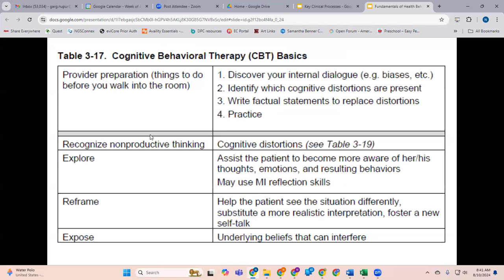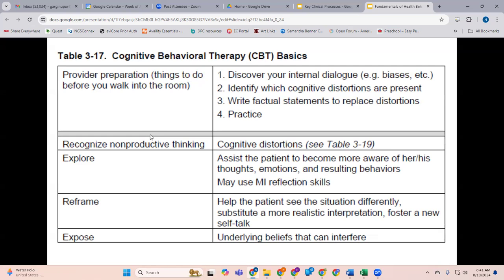So now, cognitive behavioral therapy. This is something you do before you even walk into the room: you think about your own internal dialogue, any biases you might have, and identify which cognitive distortions are present in yourself. You can write factual statements to replace your own distortions, and then practice all of that. That's not on the test, but anyways.